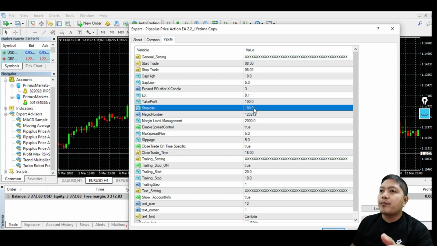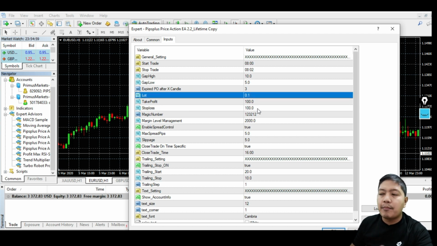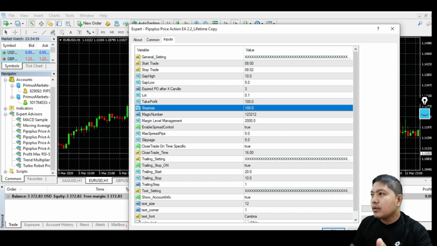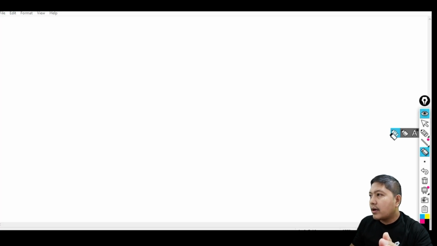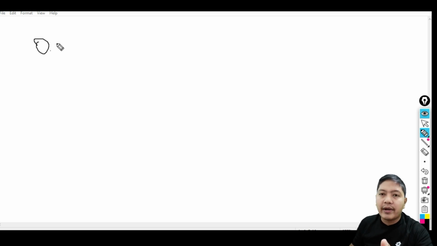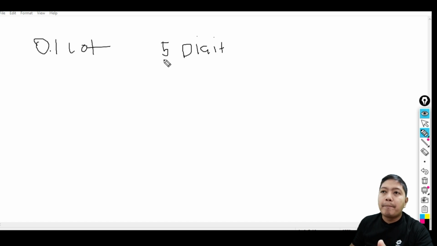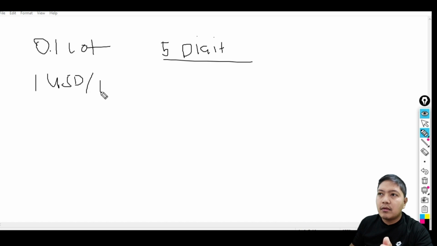Okay guys, so let's say you're going to use 0.1 lot versus your 100 stop loss. How do we calculate that? Let me show you. Let's say I'm using 0.1 lot. That means, in a 5-digit broker, that is $1 USD per pip.